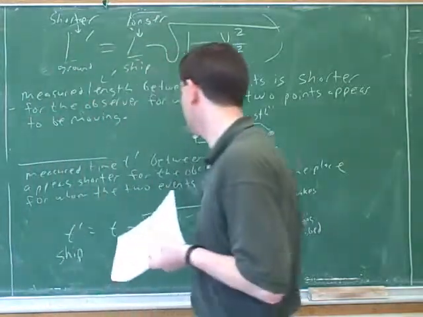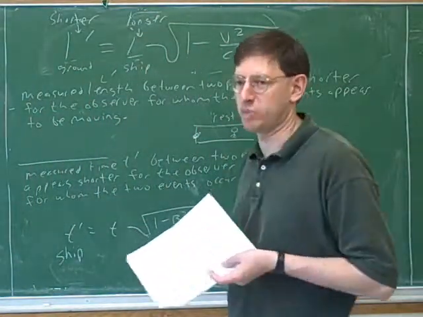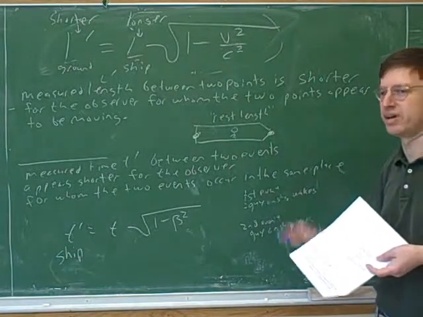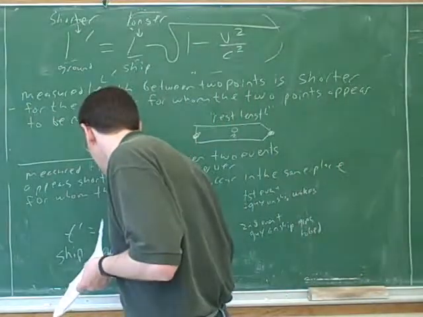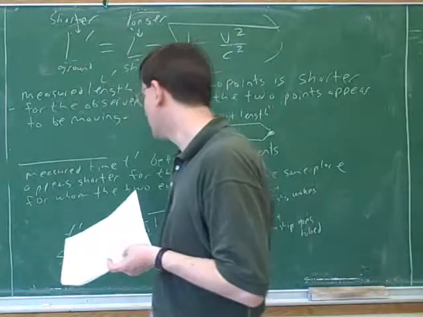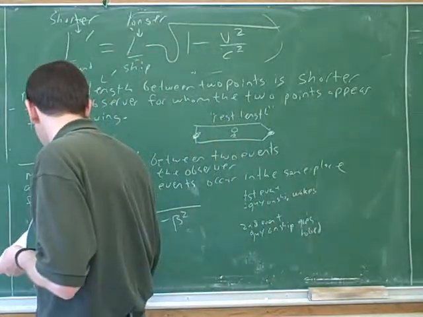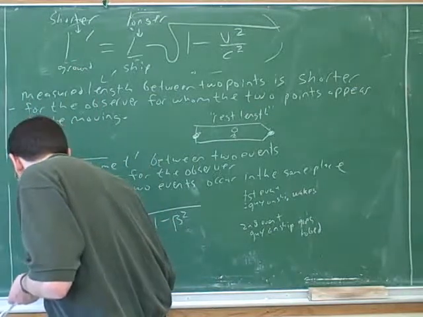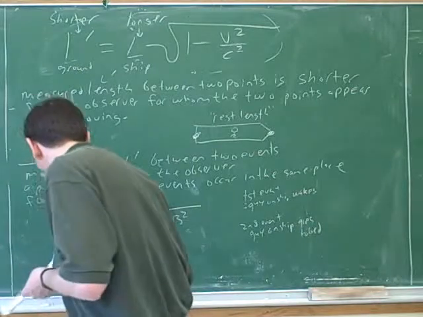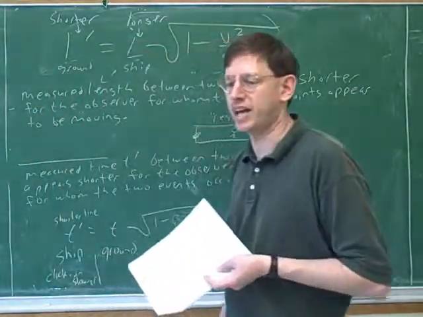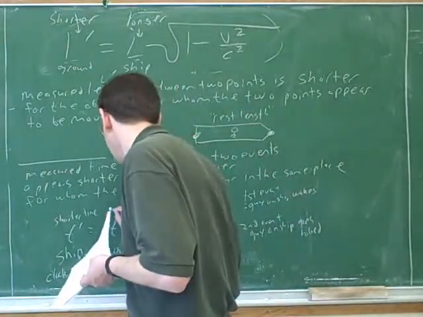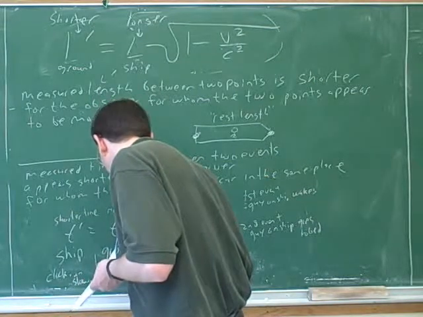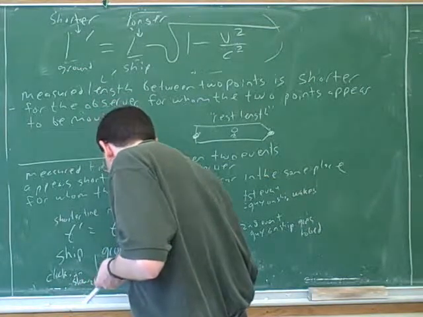The guy who measures T prime is the guy for whom the 2 events appear to occur in the same place. Well, if you're on the ship, when you get up is the same place as when you go to bed. They're both on the ship. So the ship here represents T prime, and the ground represents T. Now we know that T prime is the shorter time, which means that your clock is running slow. If you're measuring less time, you could interpret that as the clock running slower. And the guy on the ground is going to measure more time, or you could interpret that as the clock running faster.